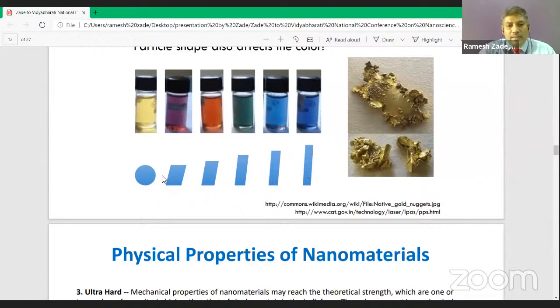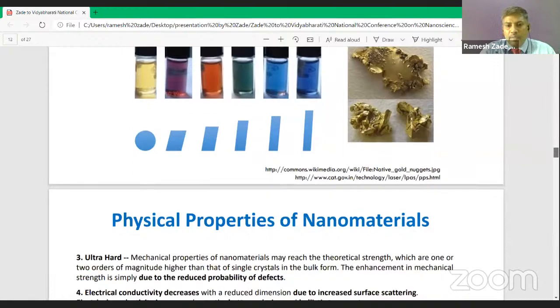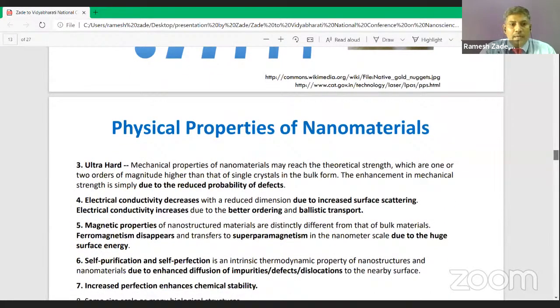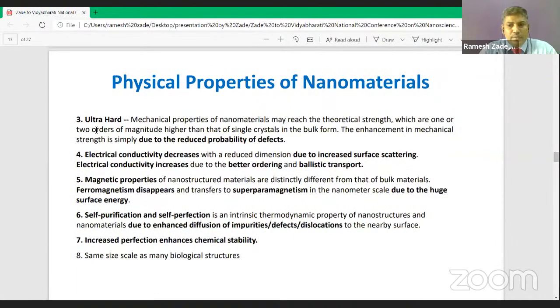So you can see here how the particle shape also matters in the optical properties of the material. This is a very nice display, where even different shapes of the material give different optical properties. And in continuation to the physical properties, nanomaterials are extremely hard.